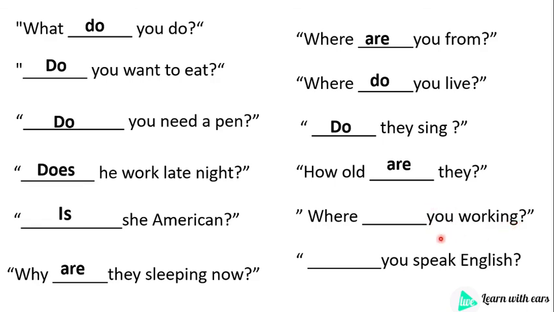Next, in this sentence we have a verb with ing, so we will use is, am or are, right? But here we can see this is plural. With plural we use are. Where are you working? Now let's see the last sentence. You speak English. Here we have a verb, and when we have verb we use do. Do you speak English?